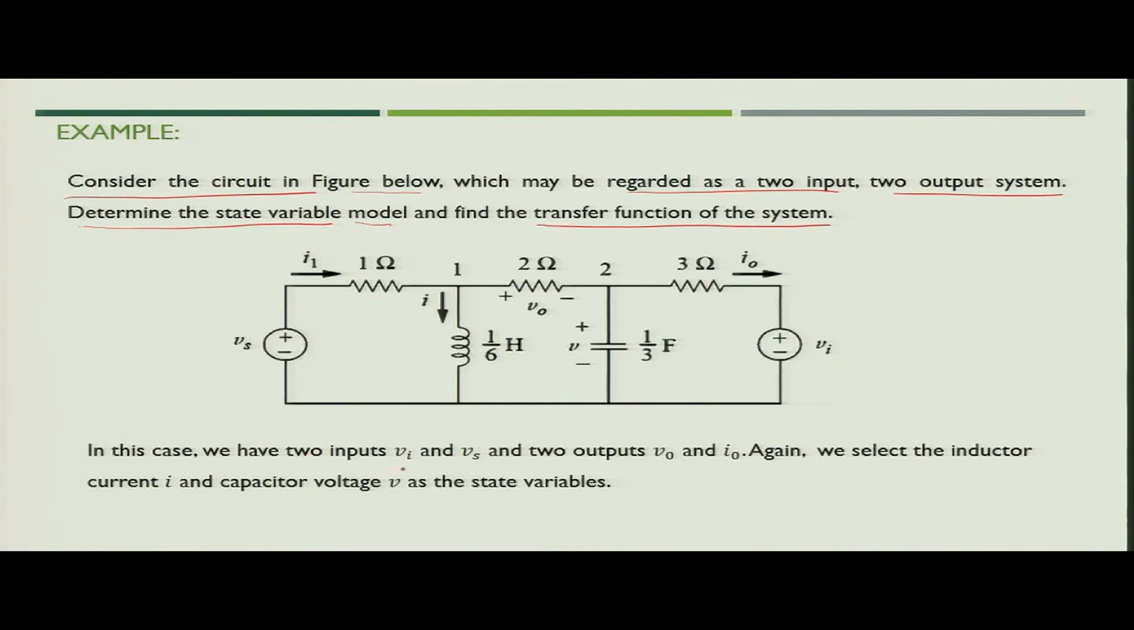Now, what we will do in this case, we have 2 inputs. What are those inputs? Vs and Vi are the 2 inputs in the circuit, and we have 2 outputs. So, we need to find the value of Vo and Io. Vo is the voltage across the 2 ohm resistance and Io is the current flowing through the 3 ohm resistance. So, Vi and Vs are considered as inputs in this case, and Vo and Io are the outputs. As we did in the previous case, in this case also we select inductor current and capacitor voltage as the state variables.